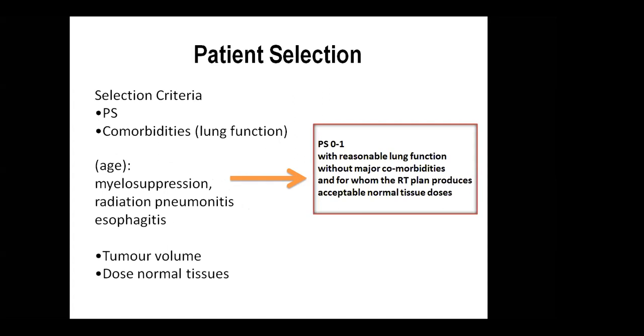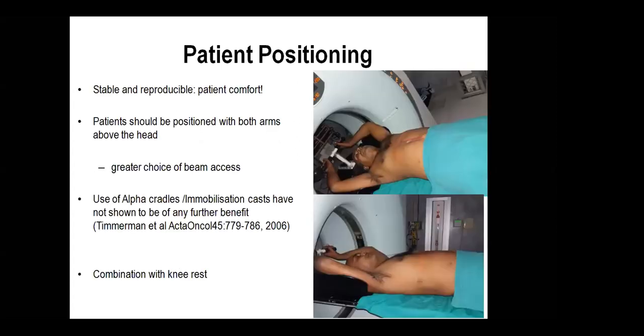So these are the important selection criteria. Look at comorbidities, lung function, performance status, and age also, because the incidence of myelosuppression is higher in elderly patients. Look at the tumor volume, and when you do the planning, what doses are achievable to the normal tissues. Basically, a patient for CTRT is somebody with good performance status, reasonable lung function, and no major comorbidities, in whom you are able to produce a good plan with acceptable normal tissue doses.